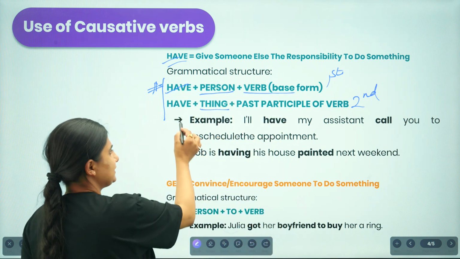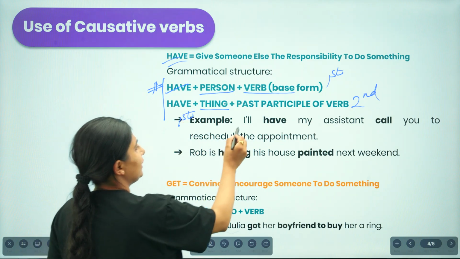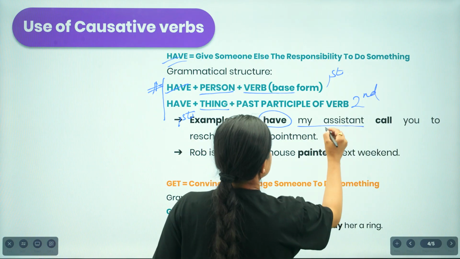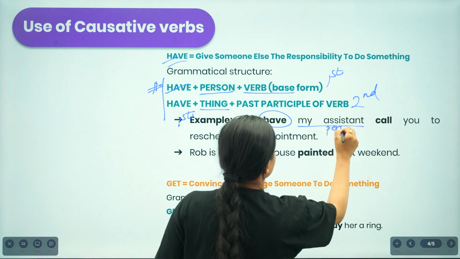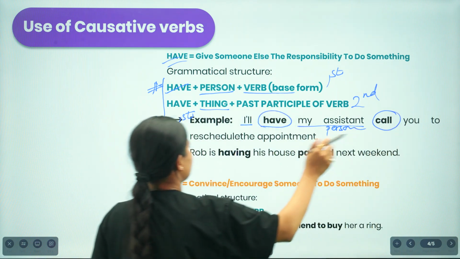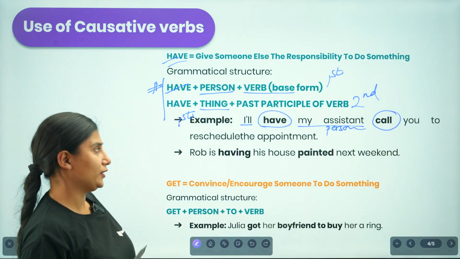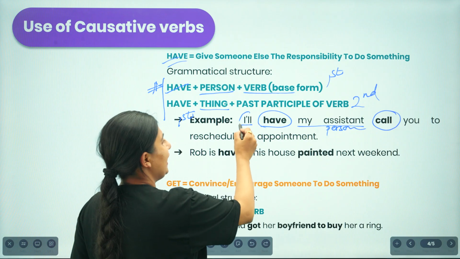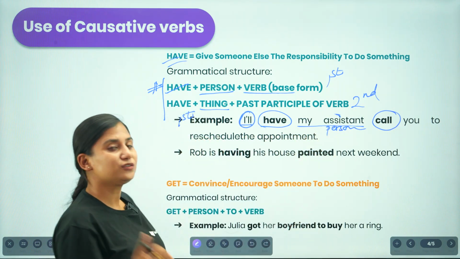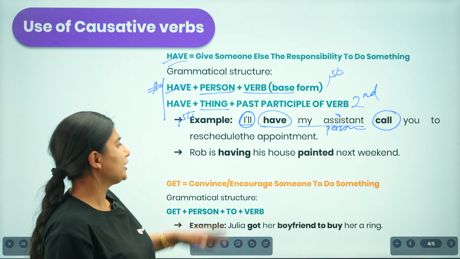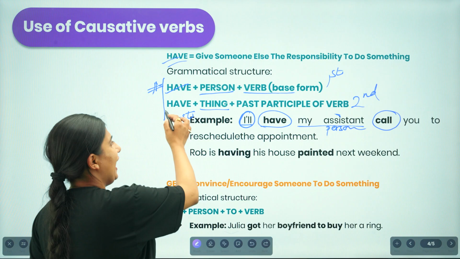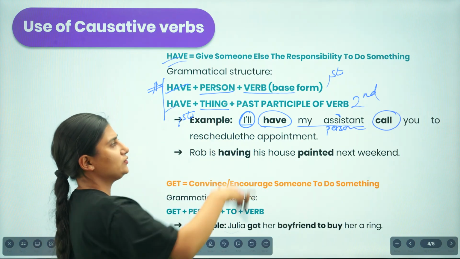Let us talk about the example. Here have is the causative verb, my assistant refers to the person, that is the noun, and call is the base form of the verb: I will have my assistant call you to reschedule the appointment. So here I is making this assistant perform the act of calling you in order to reschedule the appointment. In the same way, when we use have along with a thing, we use the past participle form of the verb.